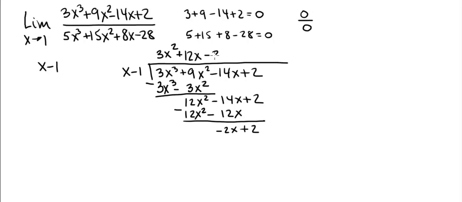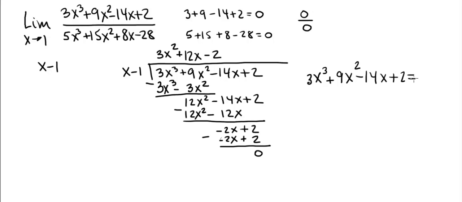We're going to need minus 2 to reach negative 2x. Minus 2 times x is minus 2x. Minus 2 times minus 1 is plus 2. You can see when we subtract the second line from the first, we get a remainder of 0. So what that says is that the polynomial in the numerator, 3x cubed plus 9x squared minus 14x plus 2, can be written as two factors: x minus 1, and then 3x squared plus 12x minus 2.